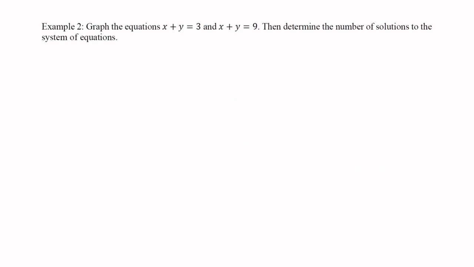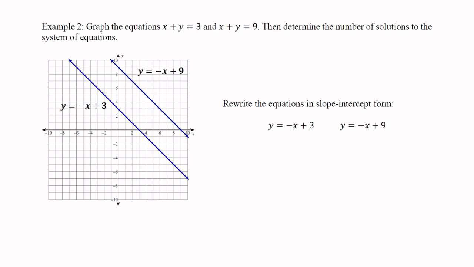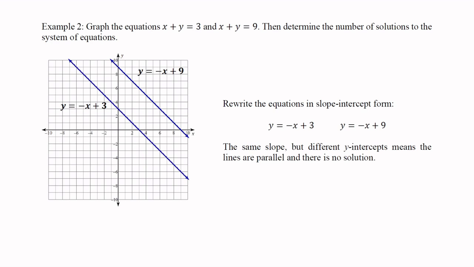In this next example, we're going to graph these equations and determine what our solution set is going to be. So we're going to write the equations in slope-intercept form by subtracting x on both of those. And we have the same slope, but different y-intercepts. So this tells us we should have parallel lines, which when we graph it, we do. And parallel lines mean that the lines will never touch, meaning that there is no solution.